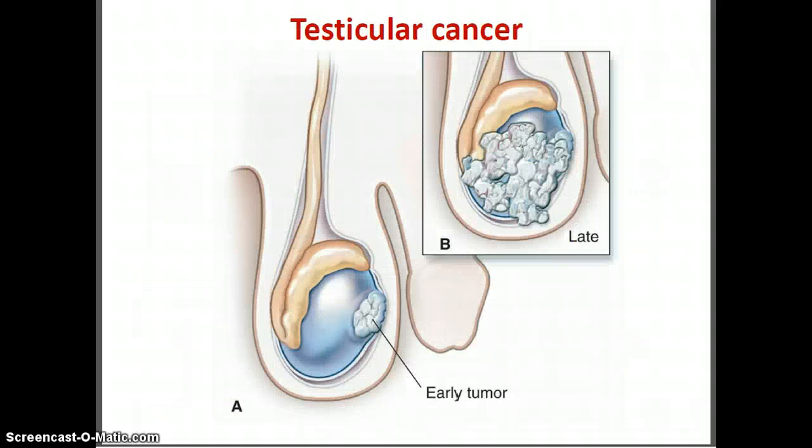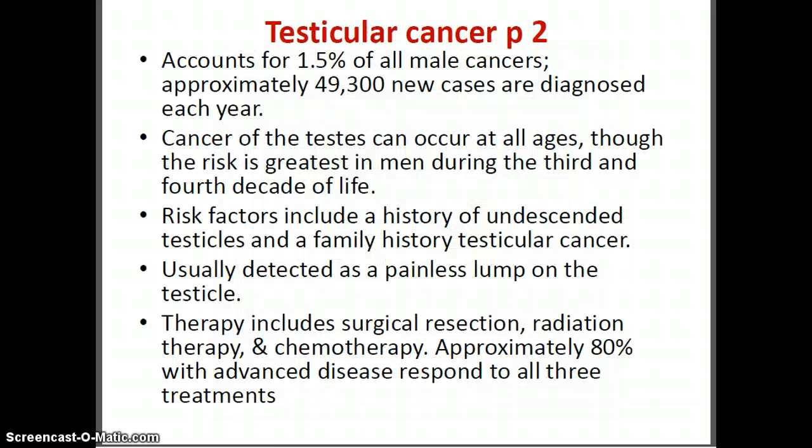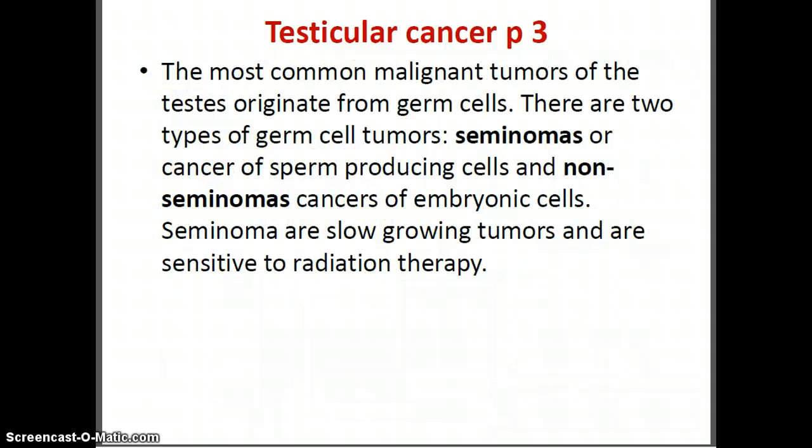Here's a diagram of what testicular cancer may look like. And this tells you something about testicular cancer, who is at risk. If an individual has a history of undescended testicles, that is a risk. It's often a painless lump. Again, do not ignore any signs or symptoms.